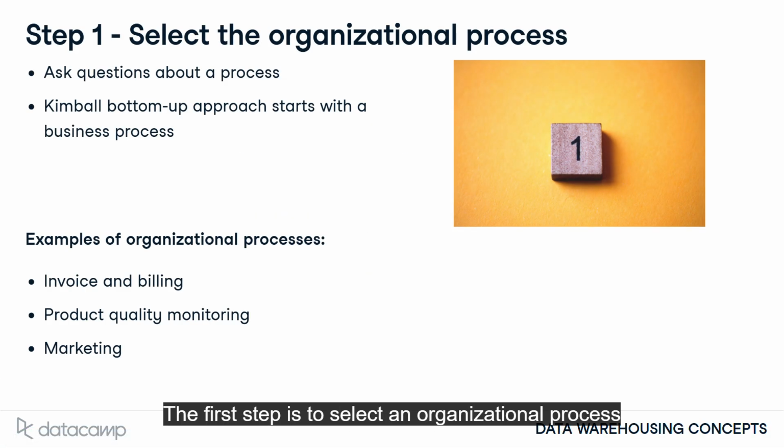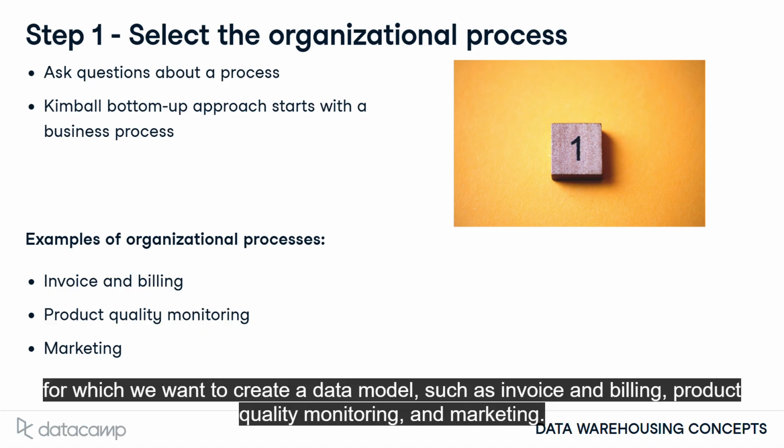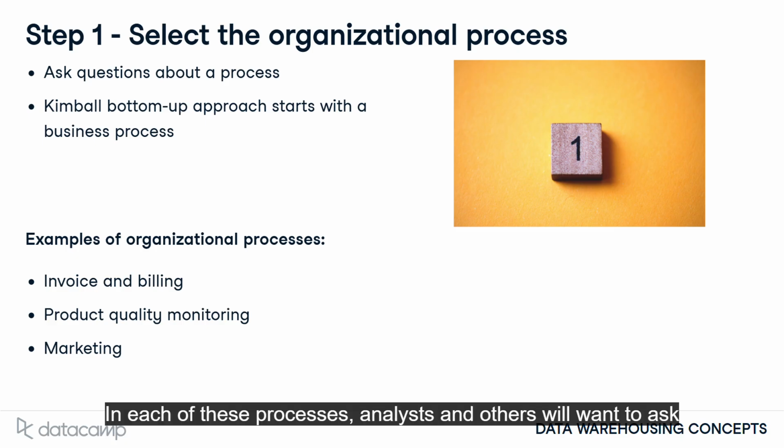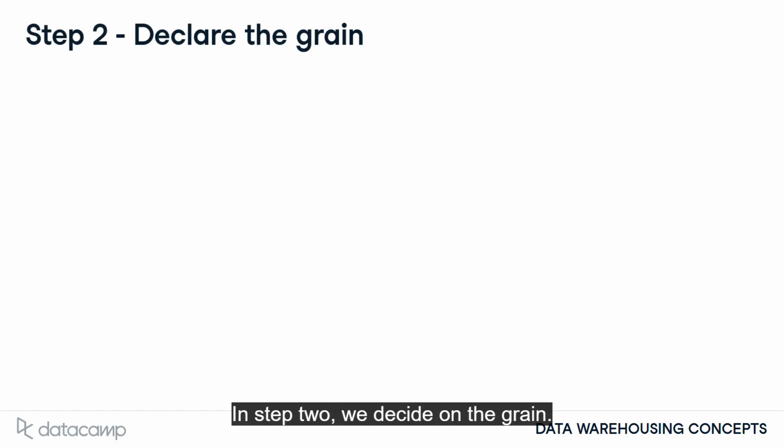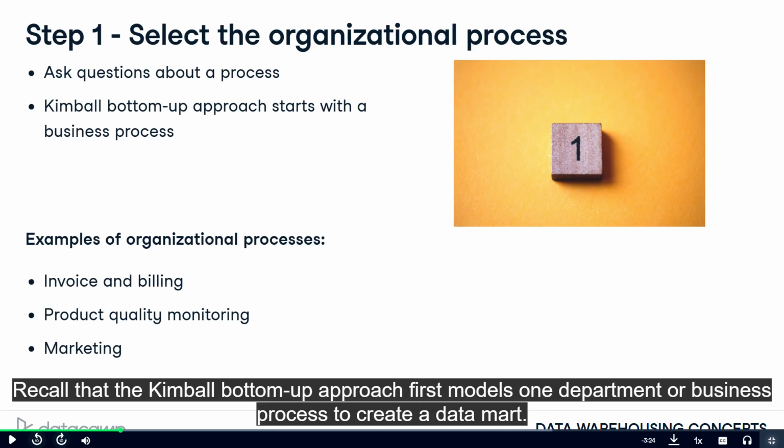The first step is to select an organizational process for which we want to create a data model, such as invoice and billing, product quality monitoring, and marketing. In each of these processes, analysts and others will want to ask questions about the process and know how well they are performing. Recall that the Kimball bottom-up approach first models one department or business process to create a data mart.